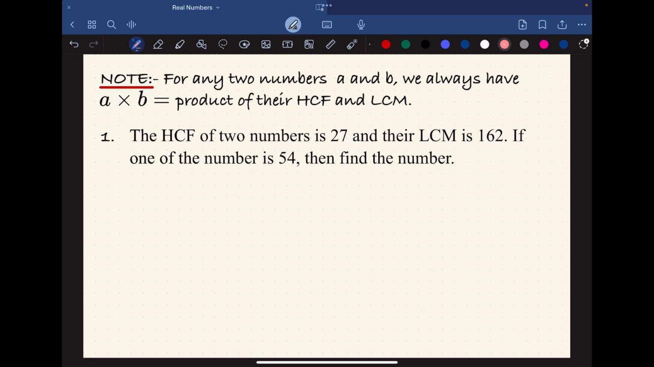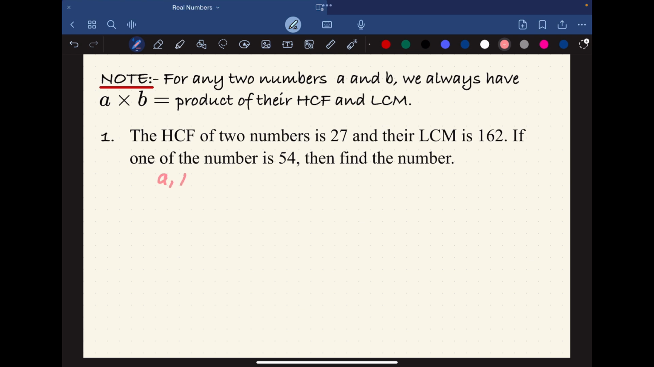That is, you have seen here written, for any two numbers a and b, we always have a multiplied with b is equal to the product of their LCM and HCF. That means if you have two numbers, the product of the numbers is equal to the product of their LCM and HCF. Okay. So first question, the HCF of two numbers is 27.